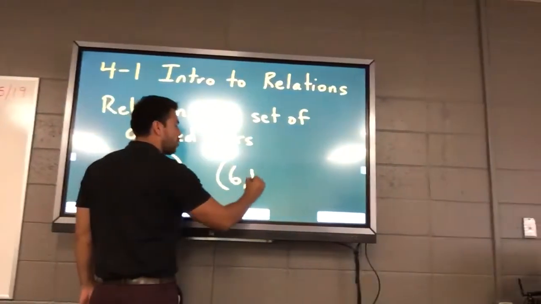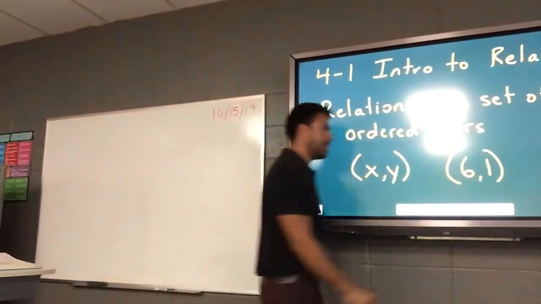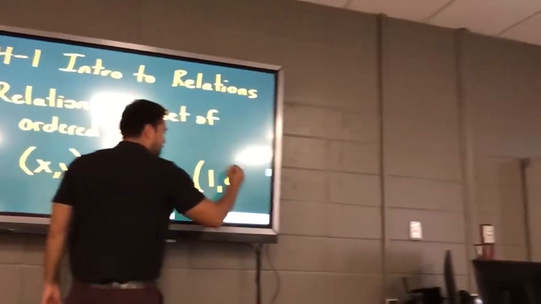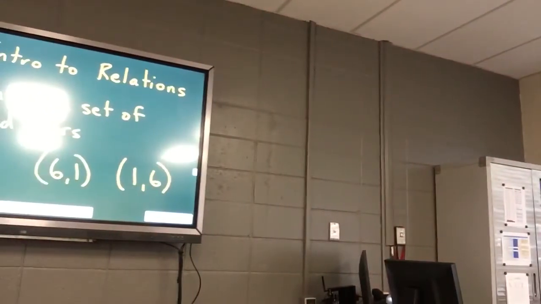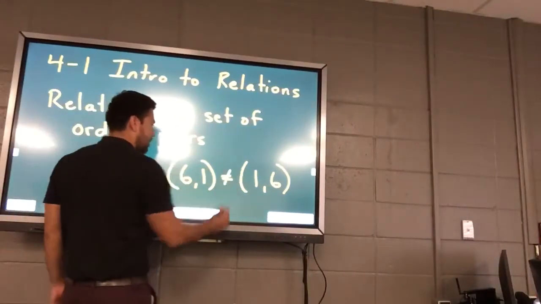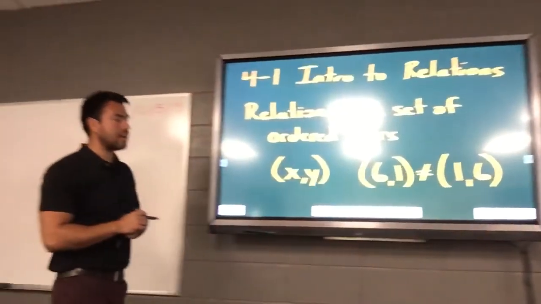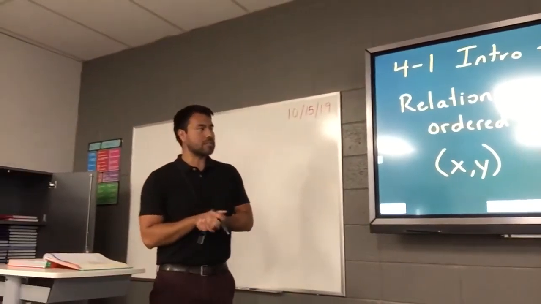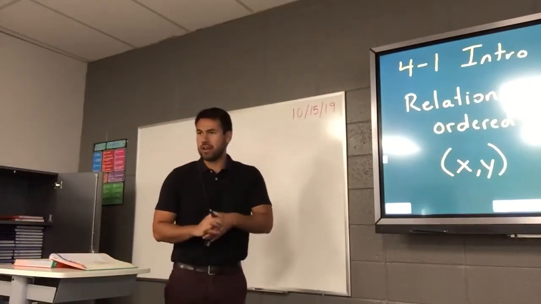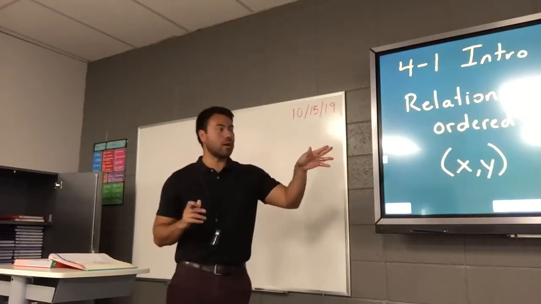If I have this ordered pair right here, 6, comma 1, is that the same thing as 1, comma 6? No, they are not the same thing. You've got to give it in the right order, because if not, you're giving me a different coordinate, a different point, and it doesn't belong in the same spot.